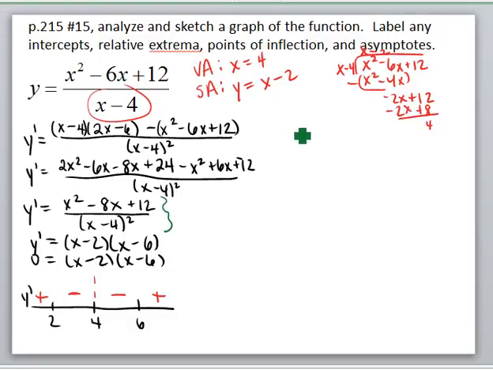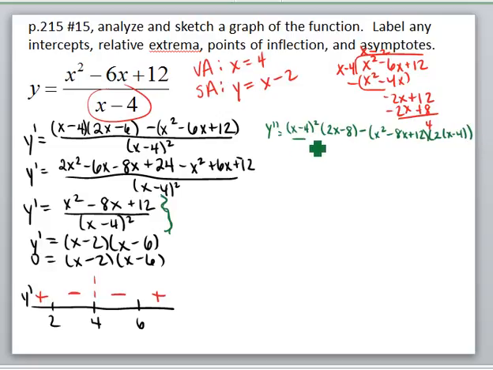Alright, so the next thing I want to do is find the second derivative, and I'm going to try to squeeze that in right here. I'm going to have to do it from right here. Bottom times derivative of the top, minus the top times derivative of the bottom, which would be 2 times x minus 4, all over bottom squared, which would now make that x minus 4 to the 4th power.